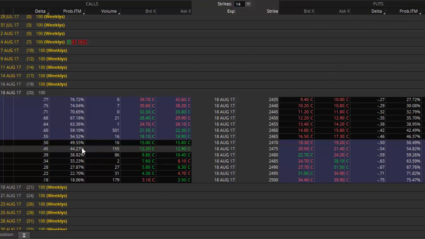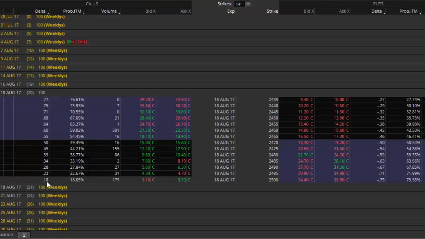The first thing I want to look at is for a call option, which is over here on the left, the calls, the delta is always positive, and it's somewhere between 0 and 1. I'm not going to go all the way out, but you can see that as you get farther in the money, the delta increases.